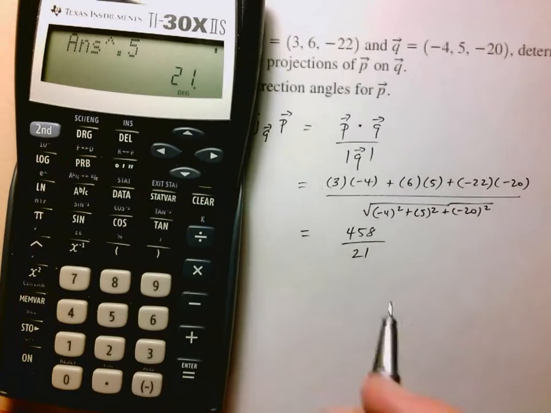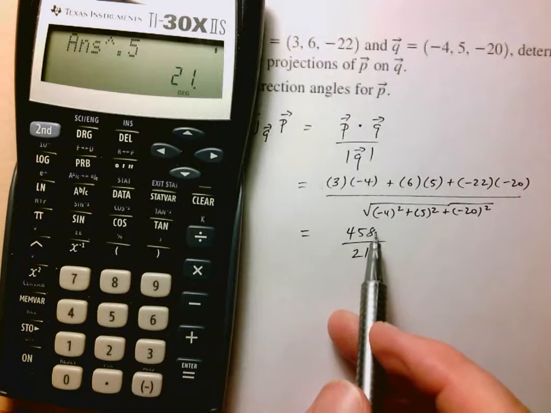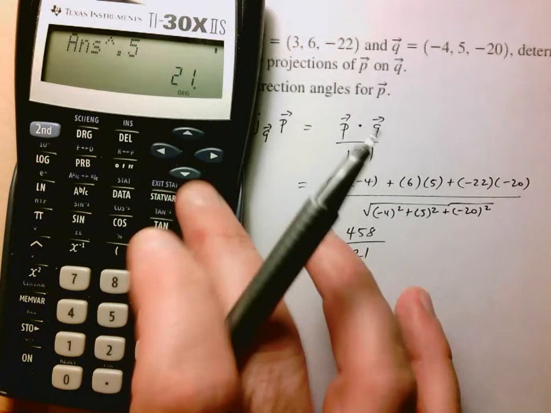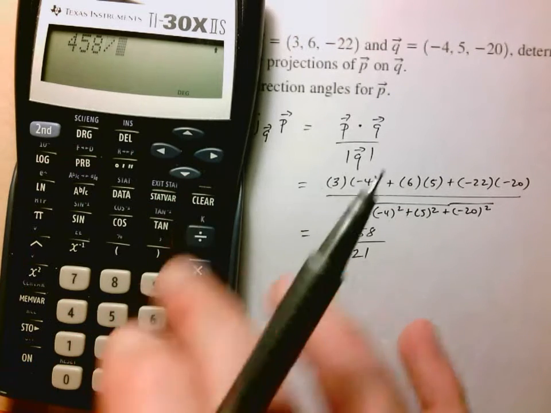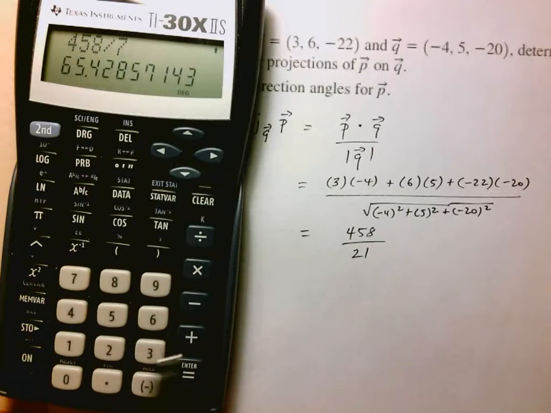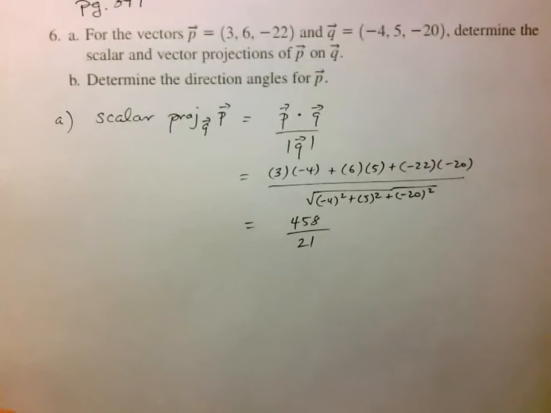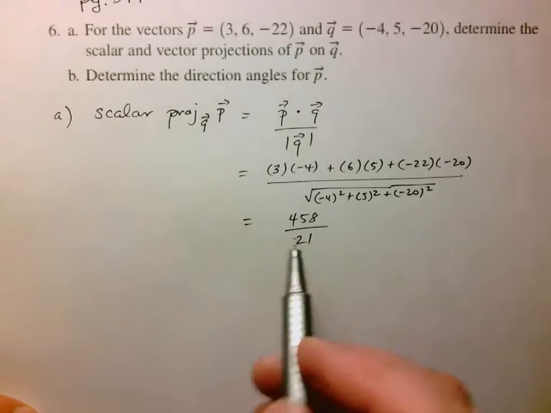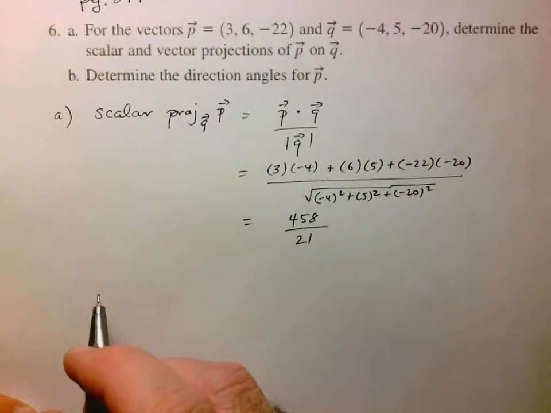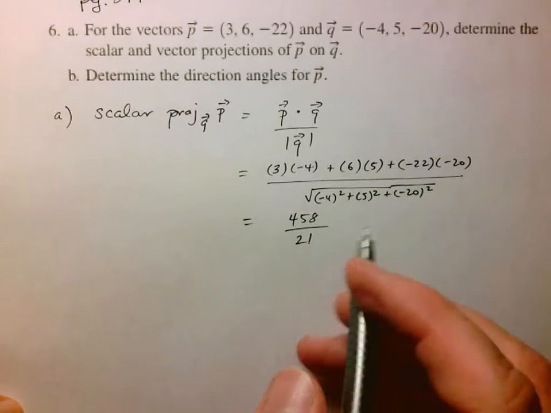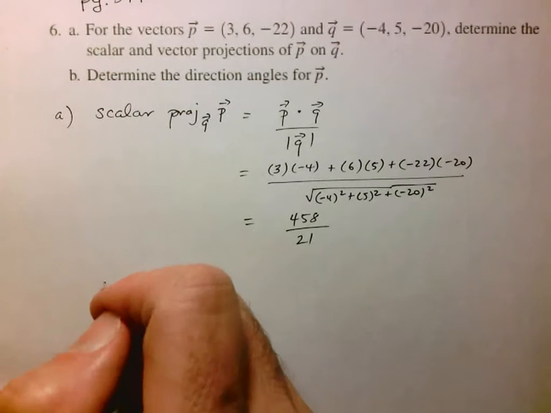I don't think either of these simplify. 9 plus 8 is 17, so it's not divisible by 3. I doubt 458 is divisible by 7, but let's check it. No, it's not. So here we have the scalar projection, which again is a scalar quantity. Now let's find the vector projection.